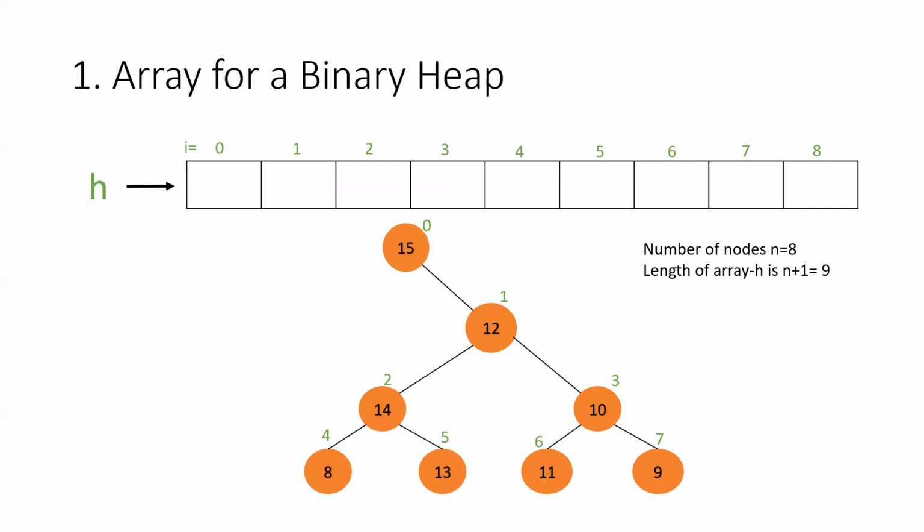Now let's see an example for a binary tree or a binary heap. For the given weak heap, all nodes are given indexes and n indicates the number of nodes, which here is 8. So in order to represent it in an array, they are placed in the array according to the index values 0 to 8, and the length of the array should be n plus 1. Here it is 9.